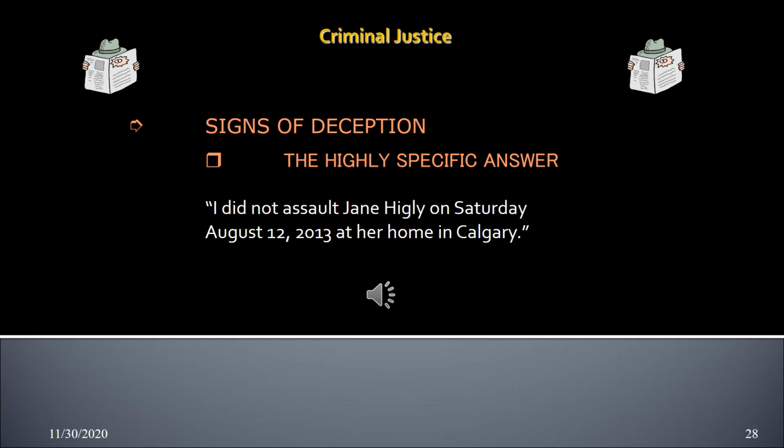So the very or highly specific answer. This is where you're asked, well, and it may be a compound question, or it may not, if the person's thinking they wouldn't do a compound question. So it may be simply, well, you were involved in this incident. And they might give a date or whatever. And the person answers, I did not assault Jane Hiley on Saturday, August 12th, 2013 at her home in Calgary. He did assault her on another date in a different location, that sort of thing.